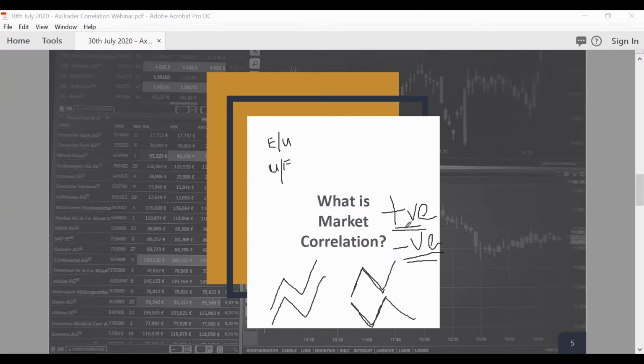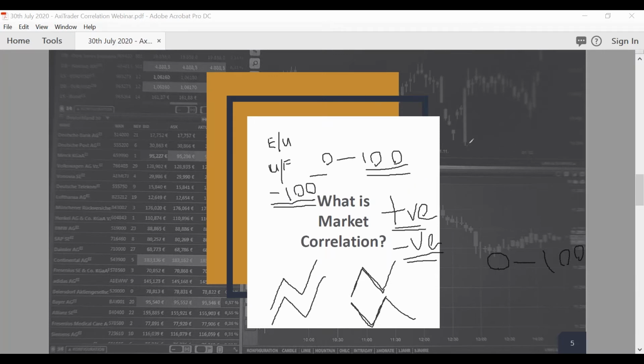Within a market correlation, you have anywhere from 0 to 100, and 0 to negative 100. Super negatively correlated and super positively correlated.